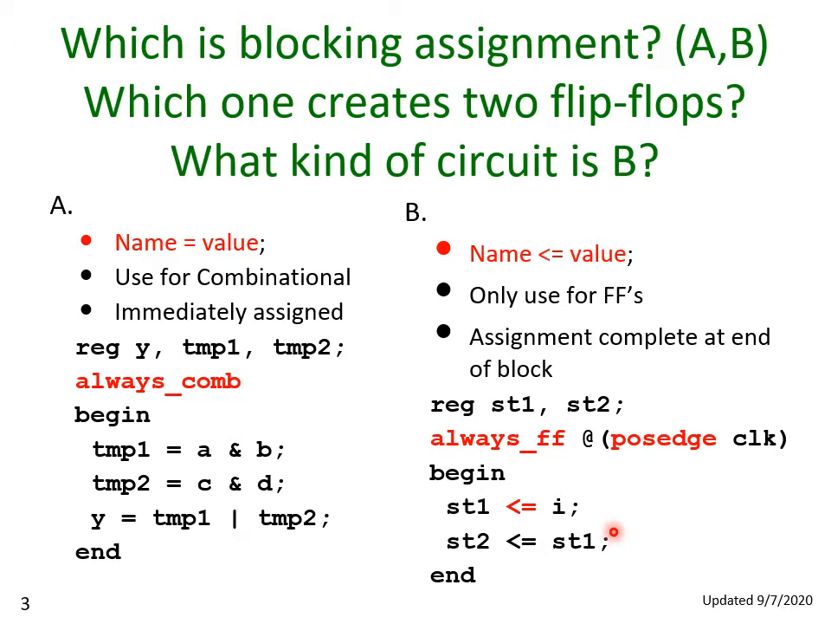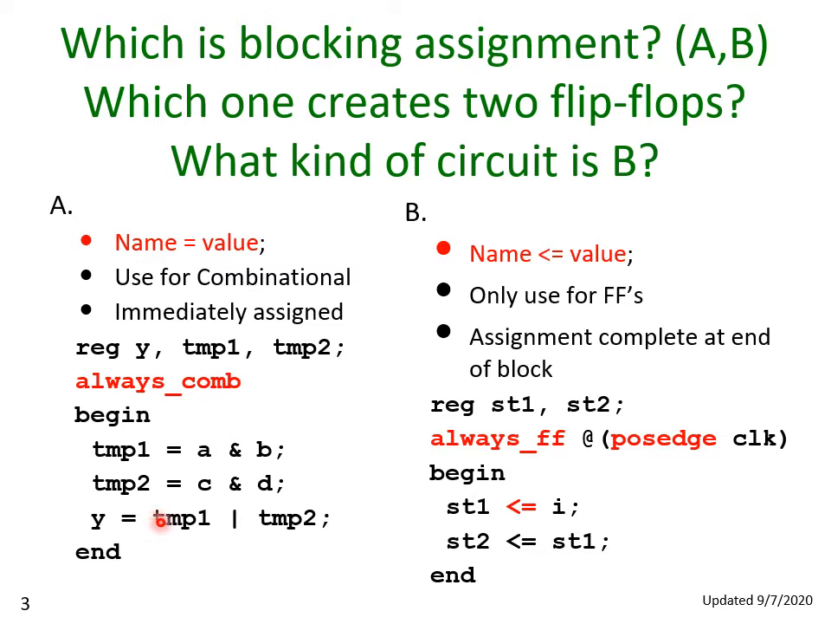Couple important points to take away from this. One is that when you are writing sequential code, which is sensitive to a clock edge, you should use non-blocking assignment. When you are writing combinational logic, then you should use the blocking assignment. And we'll run into more examples that may make the need for this obvious.